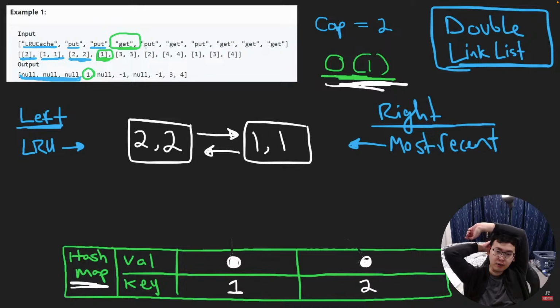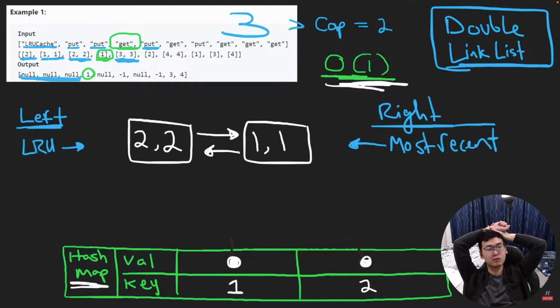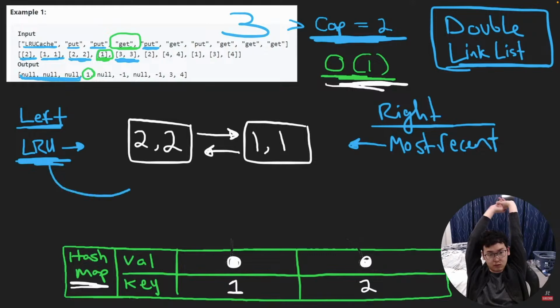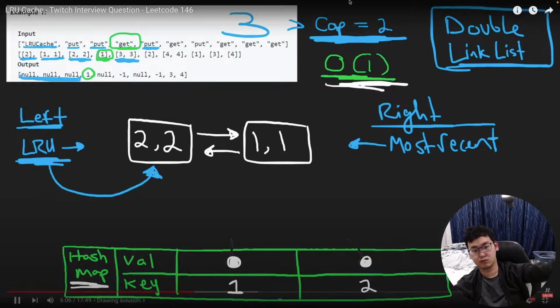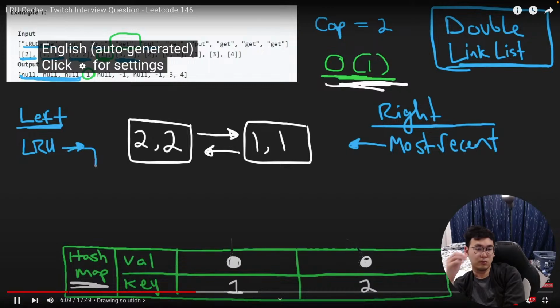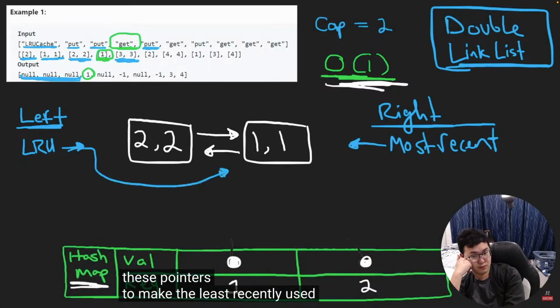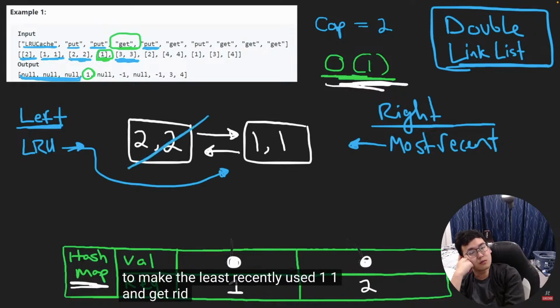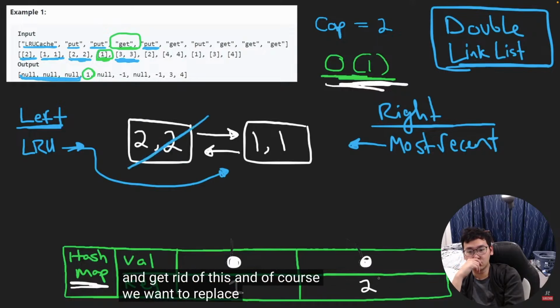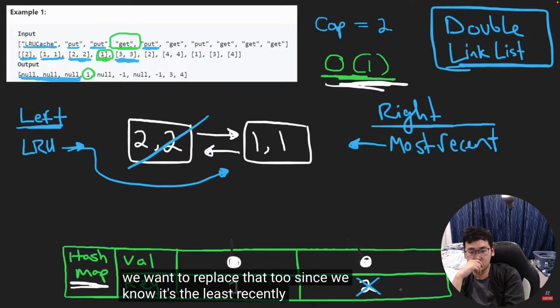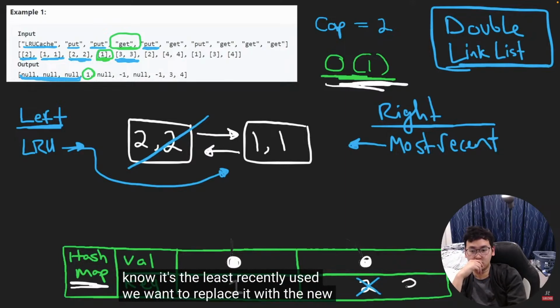And now we can get to the most interesting operation, the third put. So we're putting a third value, key value 3, 3. And since 3 is greater than our capacity of 2, we're going to have to remove the least recently used value, and conveniently for us, we know exactly what that value is. So first, we're going to update these pointers to make the least recently used 1, 1 and get rid of this. And of course, we want to replace that 2 since we know it's the least recently used. We want to replace it with the new key 3.